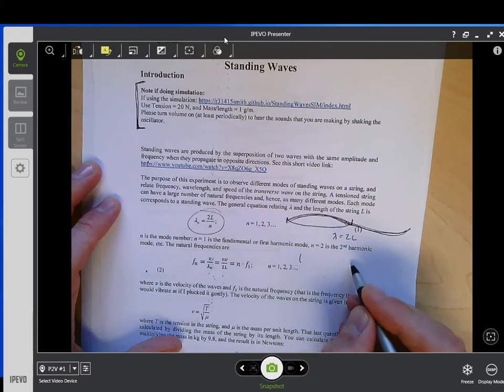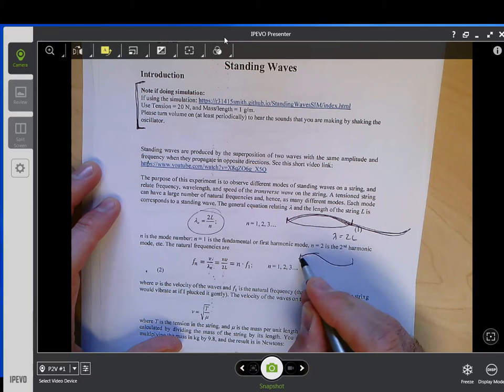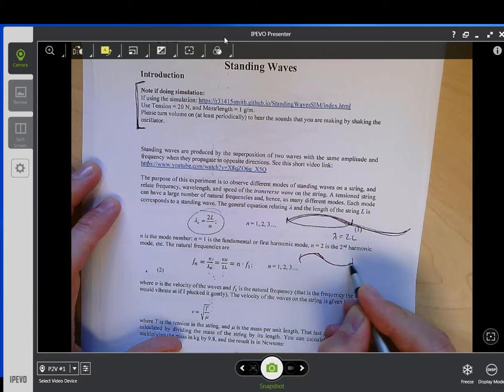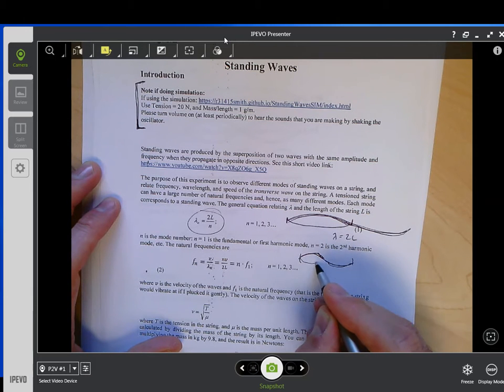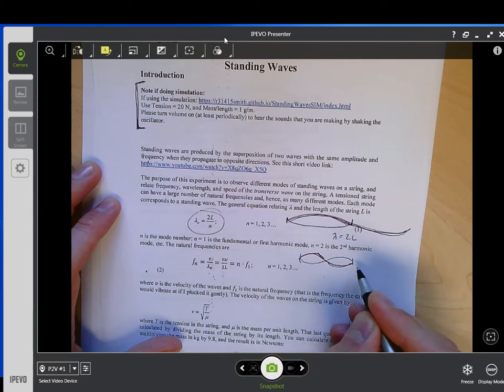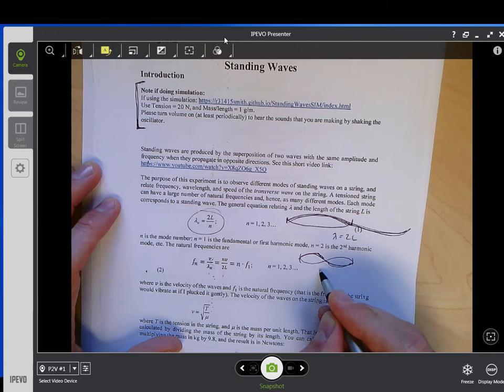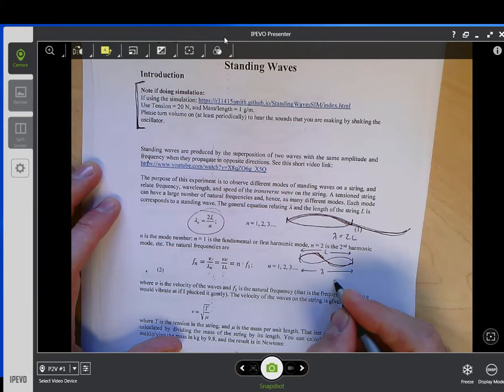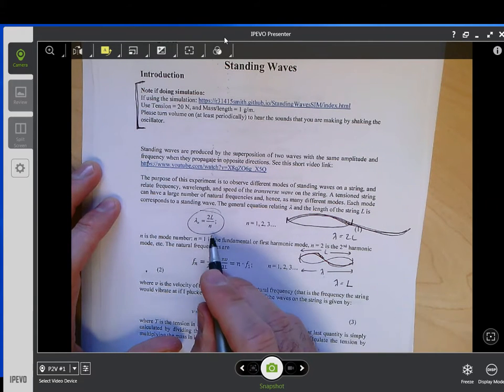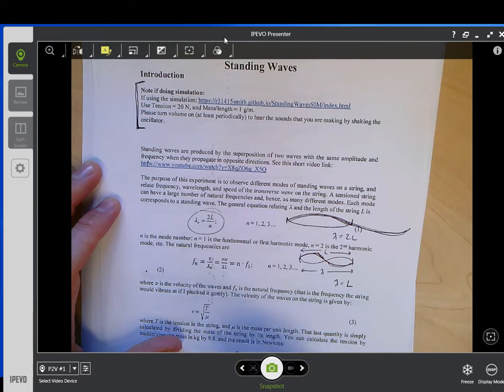If we have the same length, but we have 2 half wavelengths that fit into here, then in one moment this part's going up, this part's going down. In the next moment, this part's going down, and this part's going up. We can see that one wavelength is fitting in the same length as the string itself. So in this case, the length of the string is equal to lambda. This is the n equals 2 case. 2L over 2 is just lambda equals L.